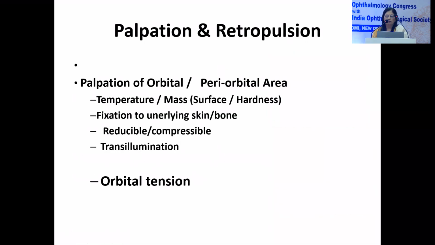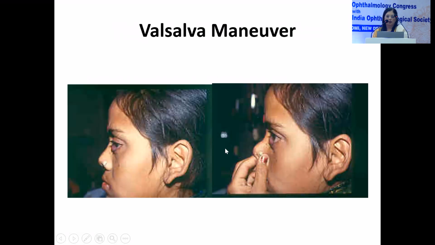It's important to put a finger, palpate between the orbital rim and the eyeball, and if you feel any mass, it indicates a mass in the anterior orbit. If you have a mass around the orbital margin, palpate it, see the temperature, surface, is it mobile or not, is it fixed to the overlying skin or underlying bone, whether it's reducible or compressible. Lesions like hemangioma, schwannoma are compressible. However, if it's non-reducible, it means it's a solid mass behind.